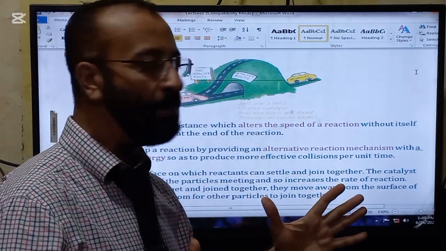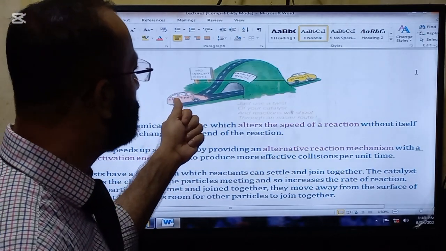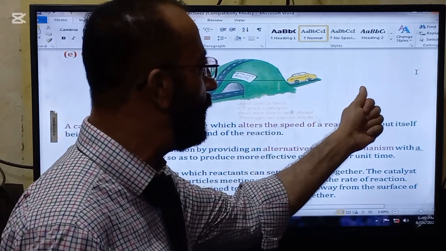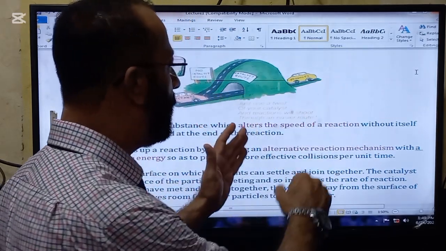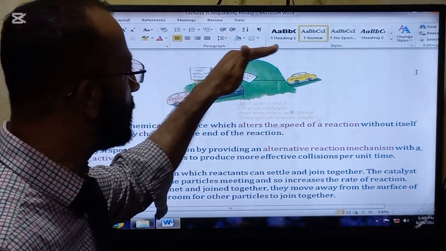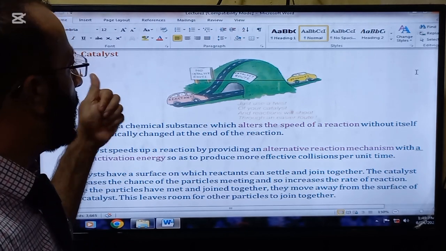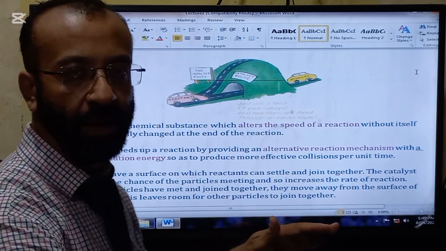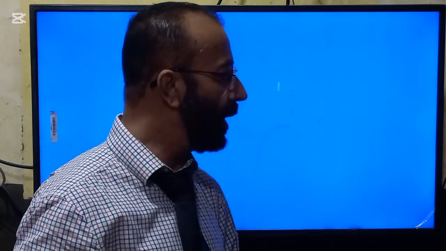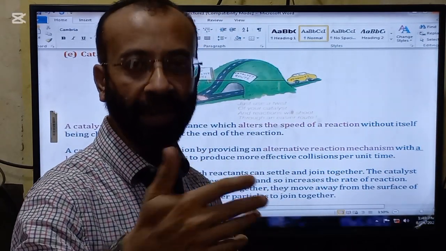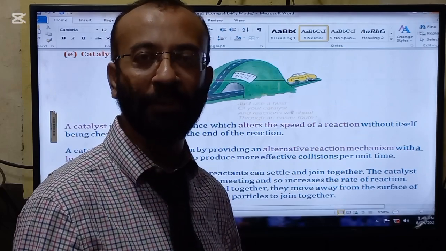Suppose in the beginning the cars have to overcome this obstacle to go to the other side of the hill. So the cars only with powerful engines were able to overcome this hurdle, but the catalyst provides them an alternative route with lesser activation energy. Activation energy is the level of the energy that is required to overcome the hurdle to make the products, or to make successful collisions.